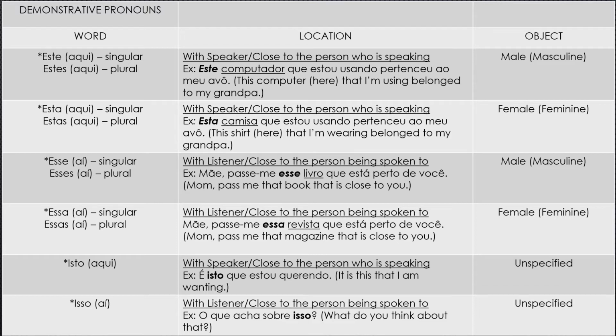And isso, there, close to you, if I'm speaking to you, is for an unspecified word. O que você acha sobre isso? What do you think about that? I'm not specifying what that is. But what do you think about that? O que você acha sobre isso? So I hope this makes sense. This is how you'd say things that are with you, the speaker, or close to you who is speaking, or close to someone else who you're speaking to.